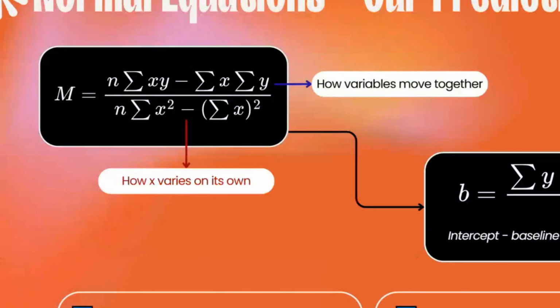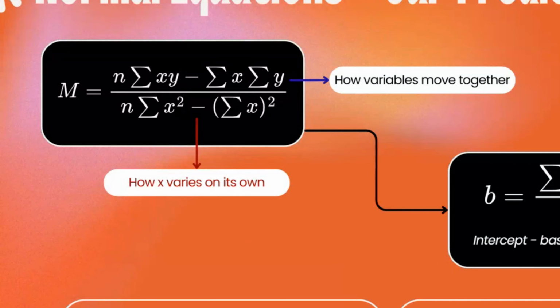For slope m, the numerator is n times sum of xy minus sum of x times sum of y. This captures how x and y move together. Denominator is n times sum of x squared minus square of sum of x. How much x varies on its own? The slope is simply the ratio of those two things.